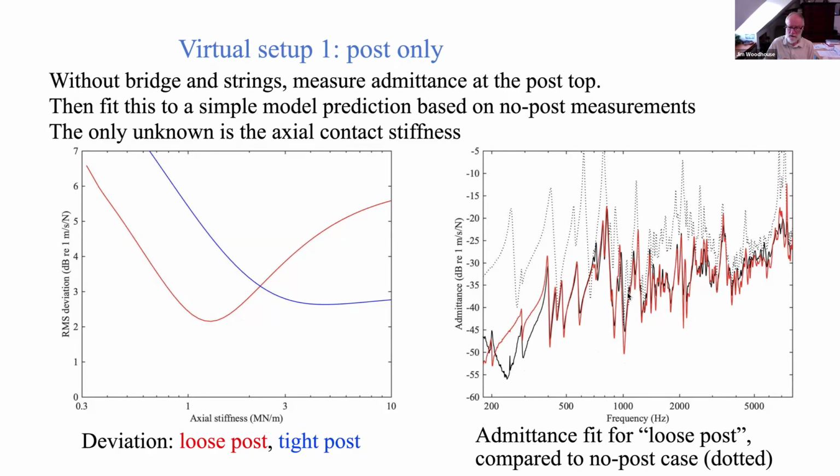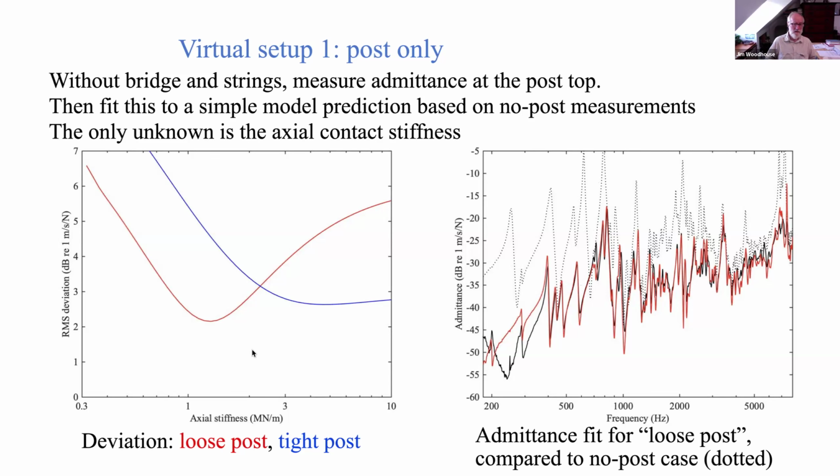Those are similar, they're not identical, but look at the dotted curve in the background here. That's the same admittance on the same violin body with the post out. So fitting the post has taken the dotted curve all the way down to the solid black curve. And then my computer model, based on these measurements without the post, has done a pretty good job of reproducing that. I thought this was good.